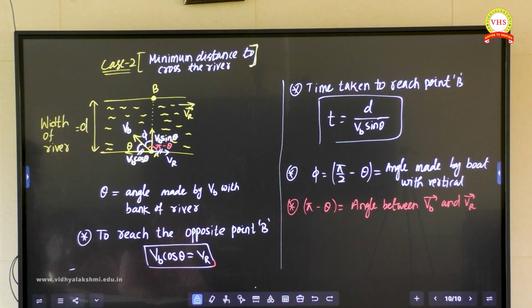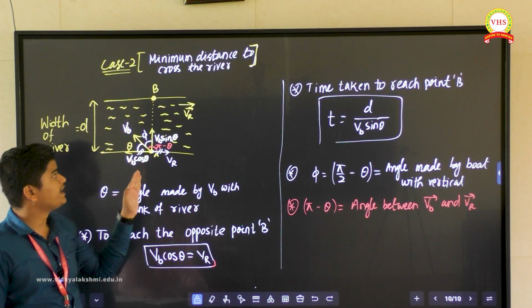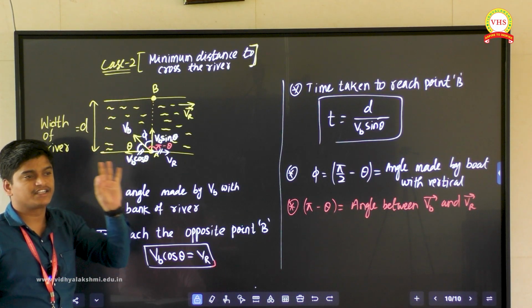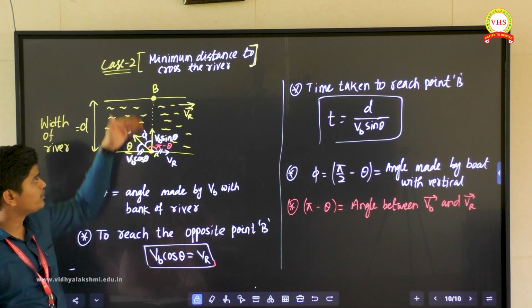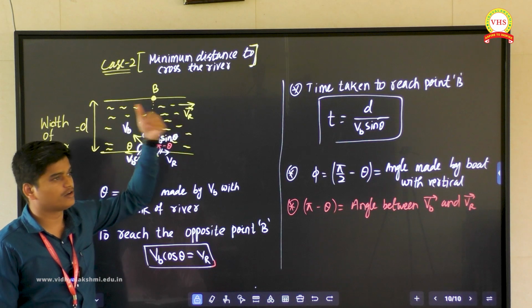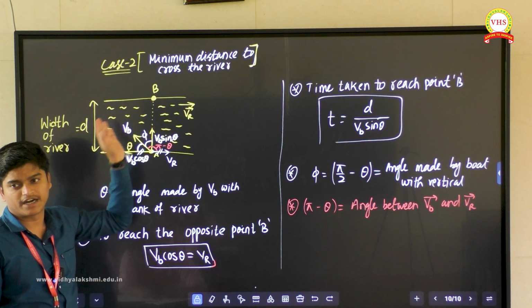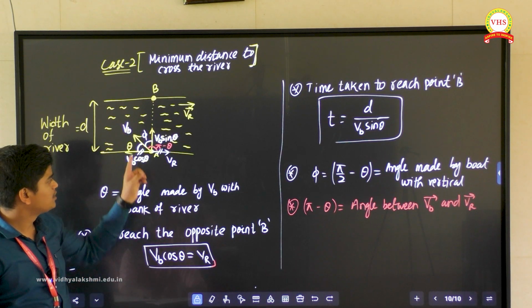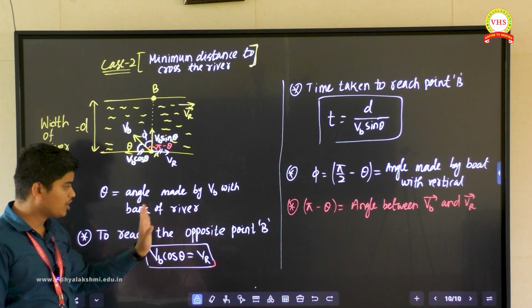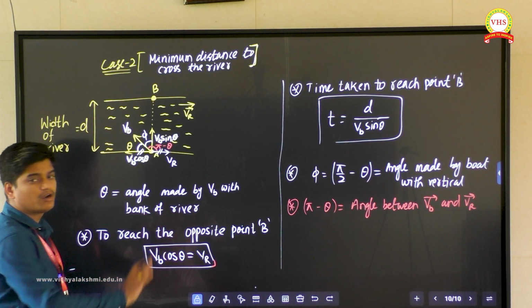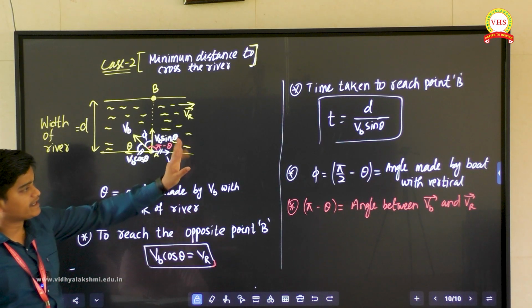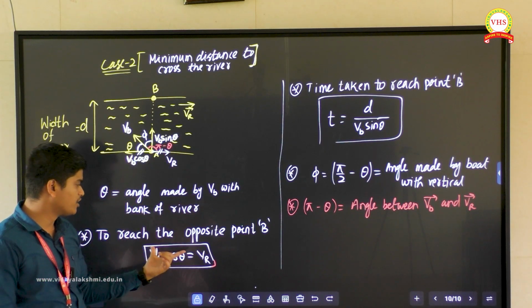That means, see, this boat is going from A to B in a straight line. Straight line distance is the minimum distance between 2 points. Yes or no? So A to B. It will not go to any C point or D point or any other point, left side or right side. Because we consider reaching the opposite point, this condition should be valid. This is the condition: VB cos theta should be equal to VR. Then only it can reach, otherwise not. So this is the condition, remember.